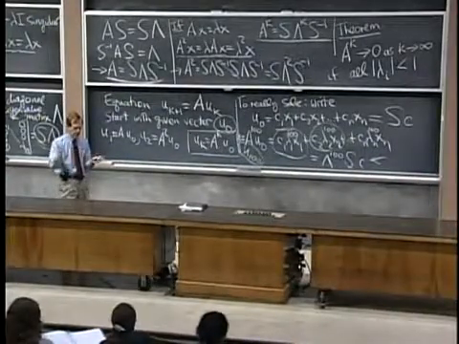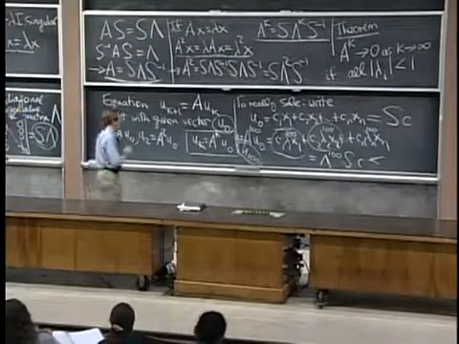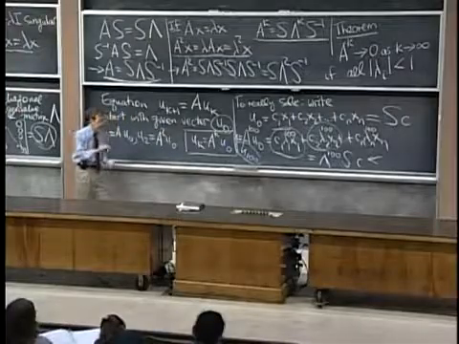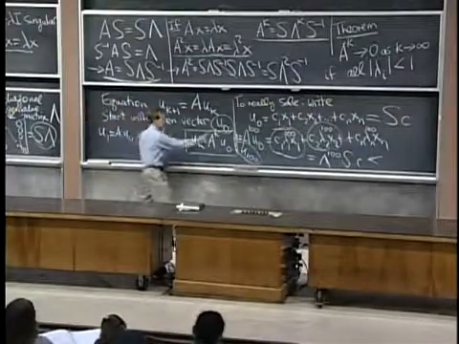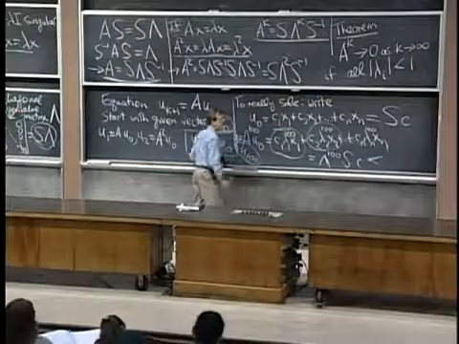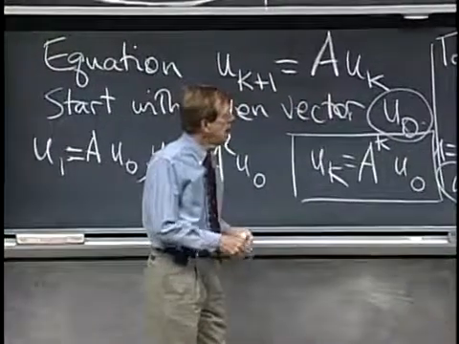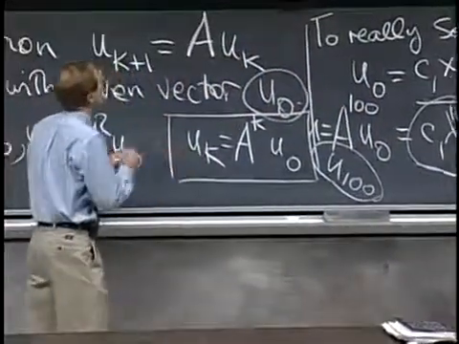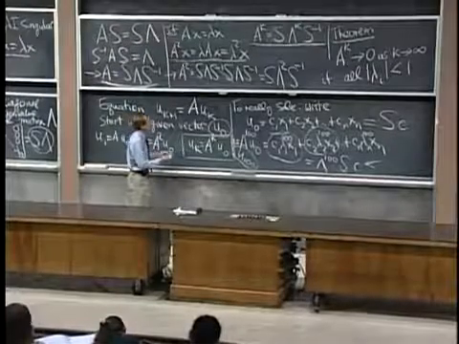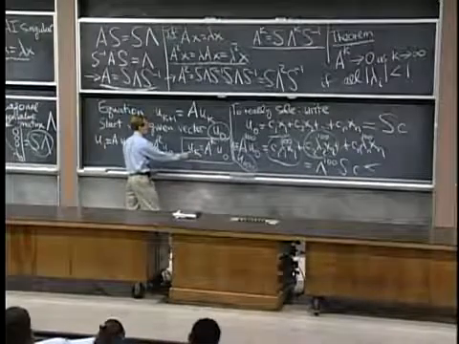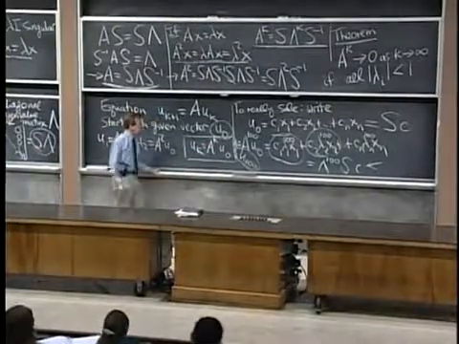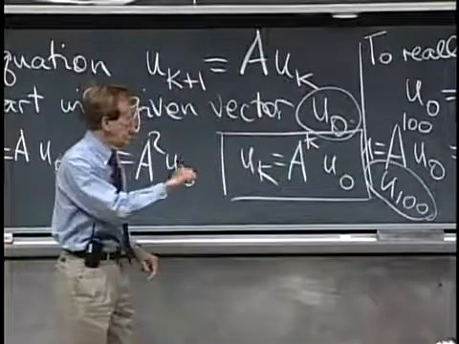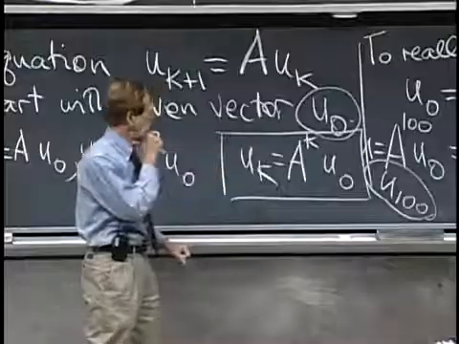Is the solution blowing up? Is it going to 0? What's it doing? And then, to find out exactly a formula, you have to take your u0 and write it as a combination of eigenvectors, and then follow each eigenvector separately. And that's really what the formula for A to the K is doing. So remember that formula for A to the K is S, lambda to the K, S inverse.